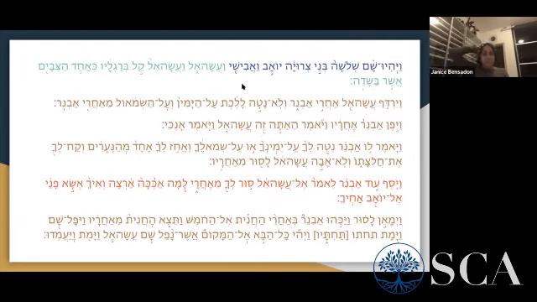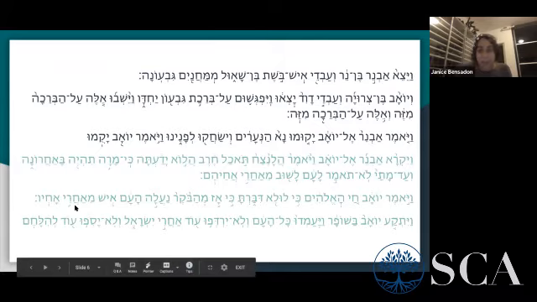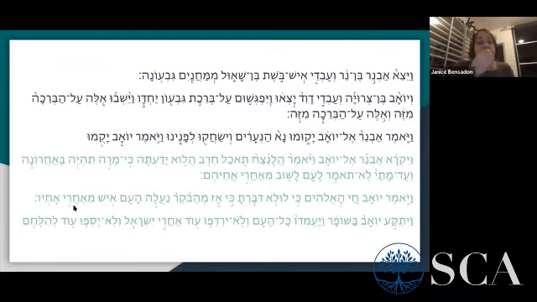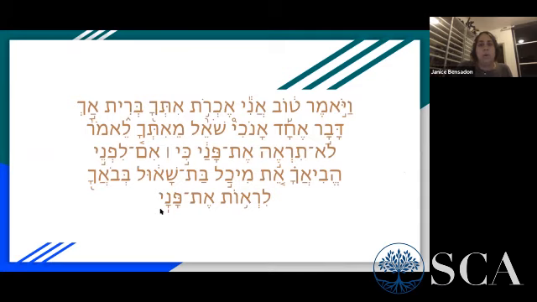And then we see that Yoav and Avishai do not know this yet, and they go and they continue fighting, and Avner is losing, and he calls out to Yoav.